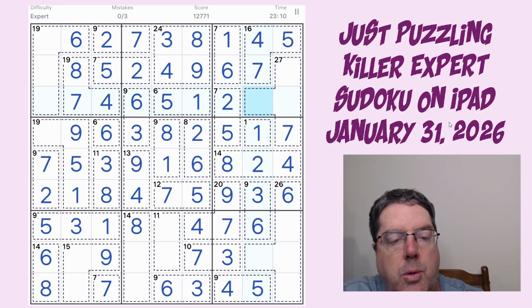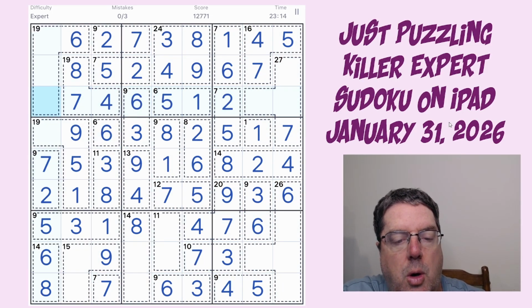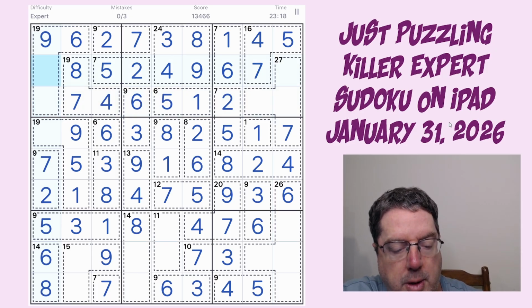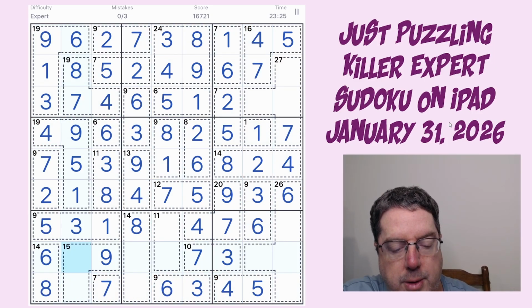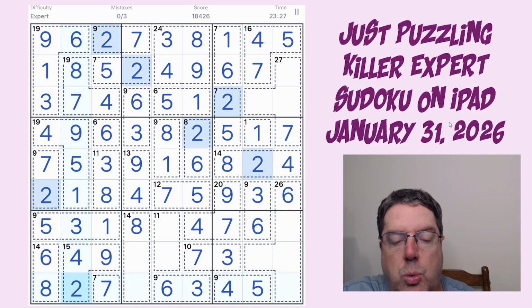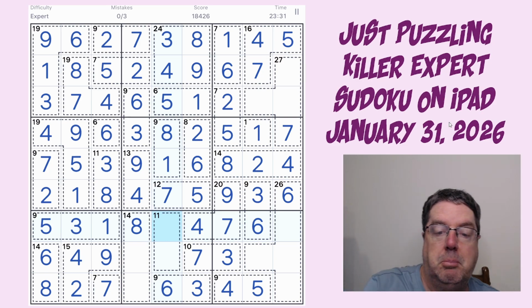8 can be one of those two. 9 cannot be there, so 9 comes across here, so that's a 9 there. 1 can't be there, so that's a 1, leaving this to be a 3. This has to be a 4. 4 can't be there, so this is a 4, leaving this to be a 2. All right, so 2 and 9 still sits there, that's just unbelievable.